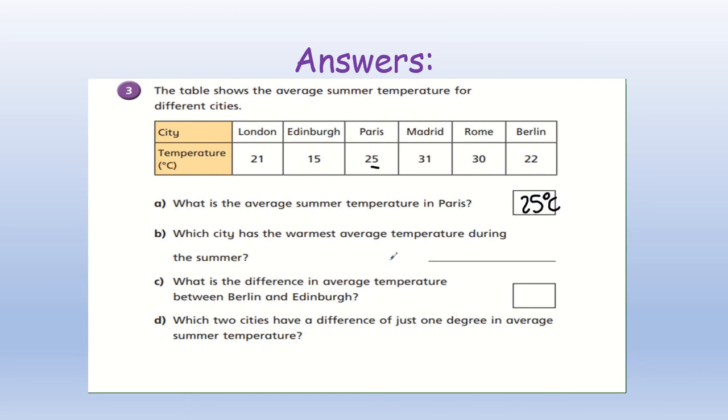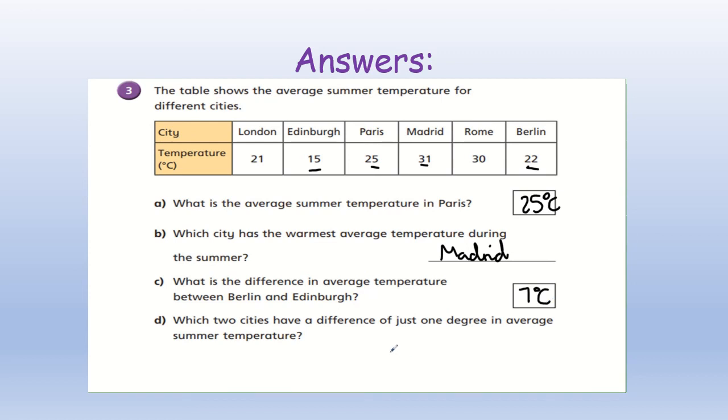Which city has the warmest average? So which is the highest number? Excellent. It is Madrid. And C. What is the difference in average temperature between Berlin, 22, and Edinburgh, 15? So what's the difference between 22 and 15? Excellent. It is 7 degrees Celsius.